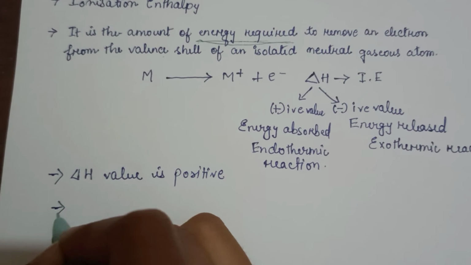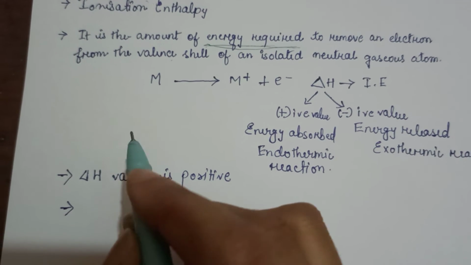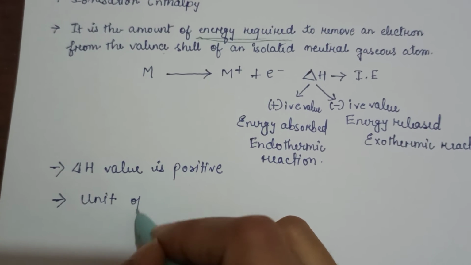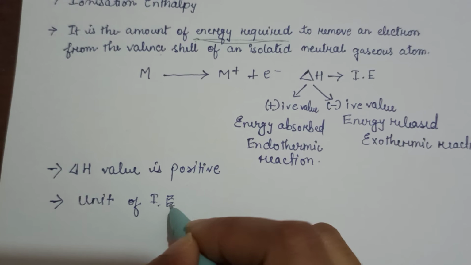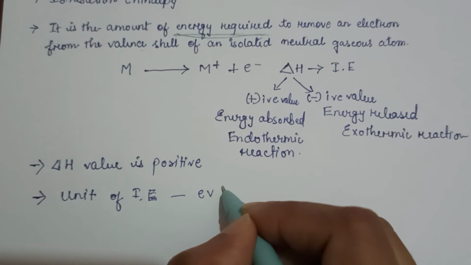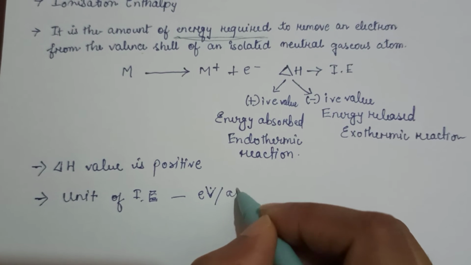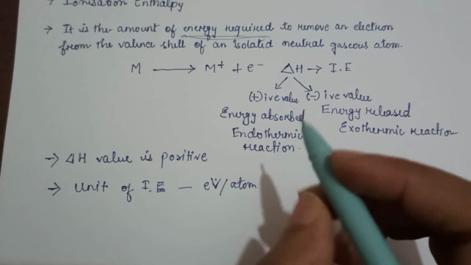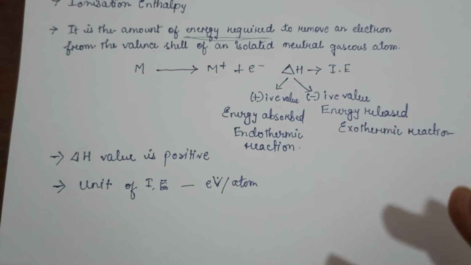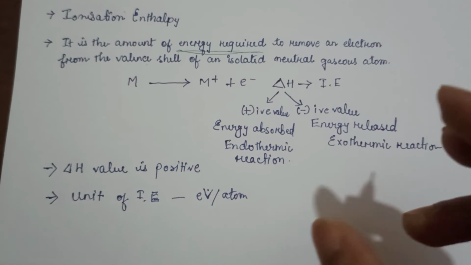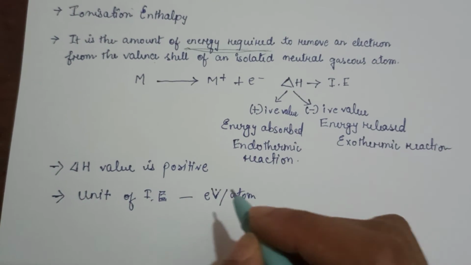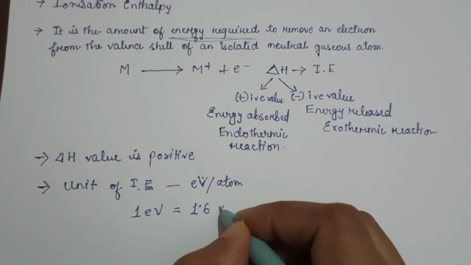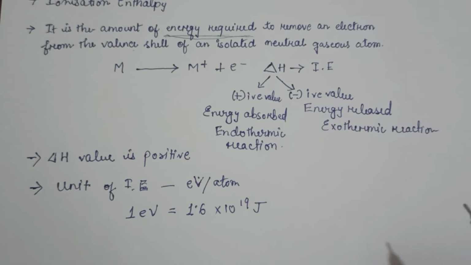Now the unit for delta H, the unit of ionization enthalpy, is electron volt per atom. That means when we talk about supplying energy to remove an electron from an atom, now we know that 1 electron volt is equal to how much? 1.6 into 10 to the power minus 19 joule, right?